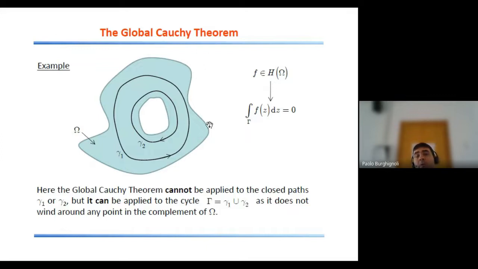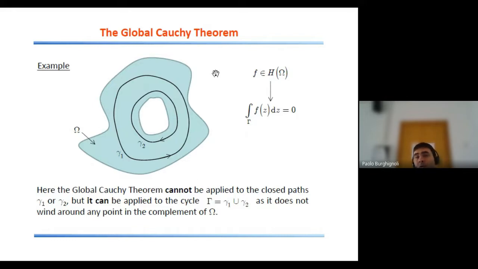Whereas if you consider points in the hole inside, then both gamma 1 and gamma 2 wind once around those points. However, one winds in a clockwise direction, the other one in the anti-clockwise direction, so their indexes are equal to plus and minus 1 respectively. So if you consider the cycle, which is their union, the index will be the sum of the indexes, and so the index plus 1 summed with the index minus 1 gives you 0. So again, there is no winding around any point outside omega.